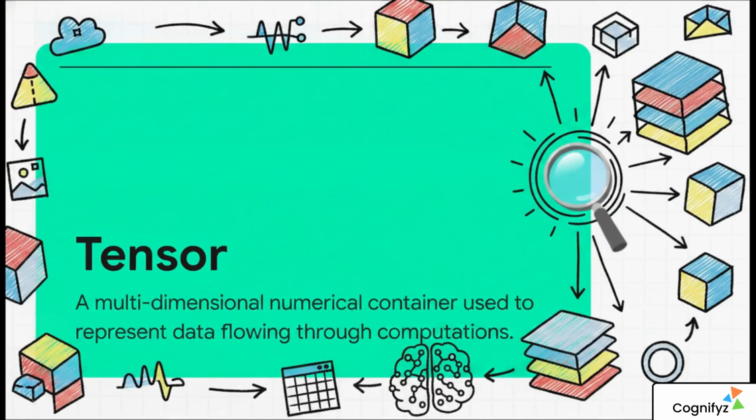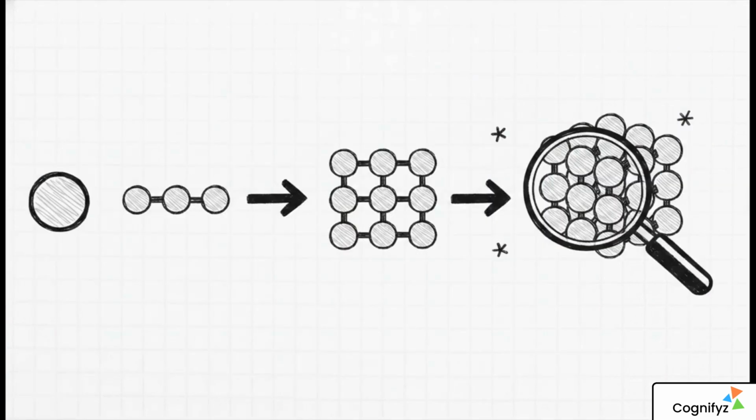Okay, and now we hit that word again, tensor. Please don't let this word intimidate you. A tensor is simply a multi-dimensional numerical container. That's it. It's really just a bucket used to hold and represent the data flowing through our machine learning computations. Whether you're working with an image, a sound wave, or just a giant spreadsheet of numbers, TensorFlow has to convert it into a tensor so the computer can actually process it. Let's look at a really beginner-friendly example of this in code.